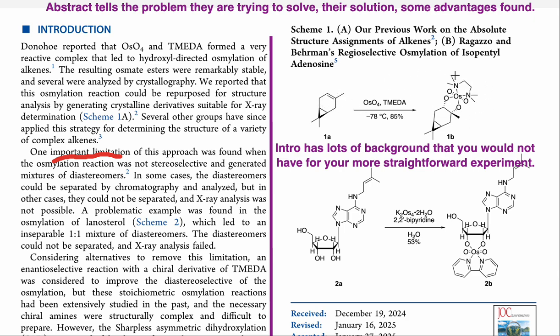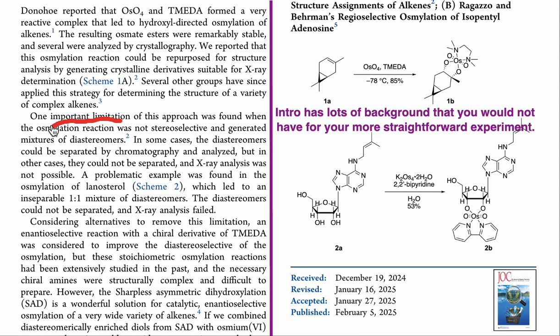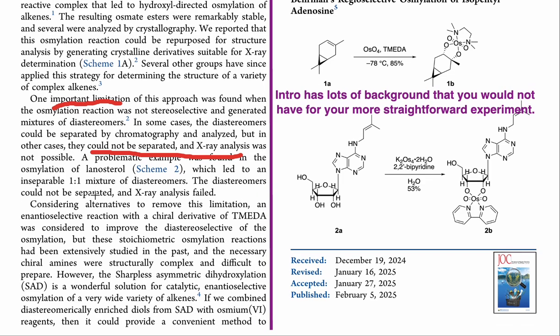So in the process of doing that, when you cleave the osmate ester, you have something other than what you started with. You have a diol instead of an alkene. And so that's where this group got the idea that maybe they could start taking something that was already a diol and make an osmate ester out of that. So the limitation that they found was that a lot of times making these osmate esters was not very stereoselective. It would make a mixture, and then you would have to purify the mixture before you could get a good crystal structure. Sometimes they could not be separated, and then they could not do an X-ray analysis of them.